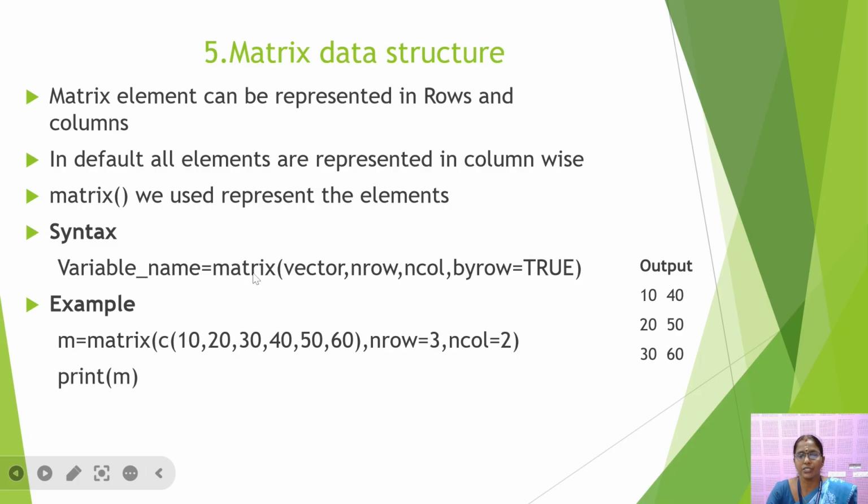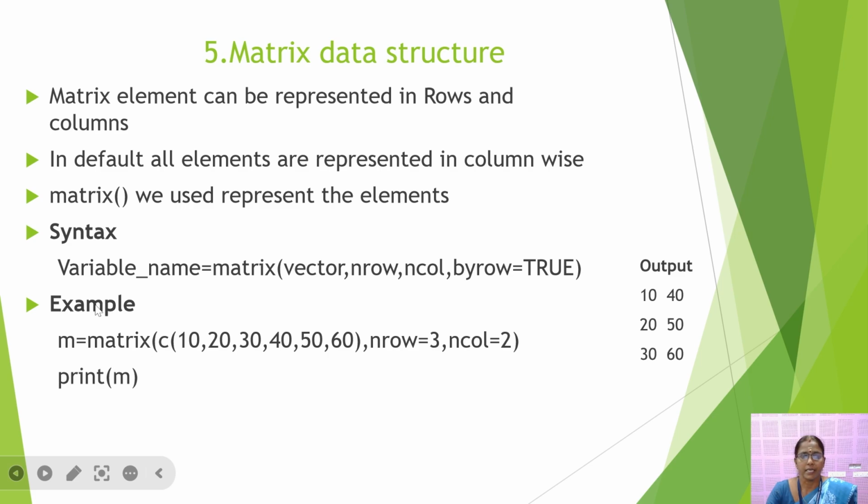Here the matrix function can be used to put all the elements in the form of a matrix. The first argument represents the vector elements. Second, nrow represents the number of rows and ncol represents the number of columns. The byrow argument is optional. If you do not give byrow equal to TRUE, it will take all the elements column-wise. Suppose you want to represent all the elements row-wise, you have to give the command byrow equal to TRUE.